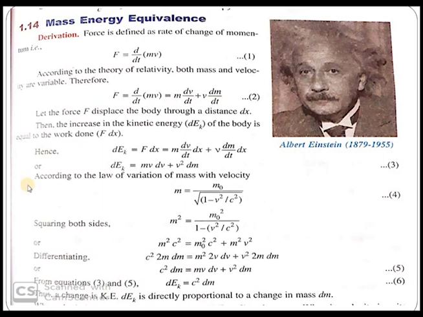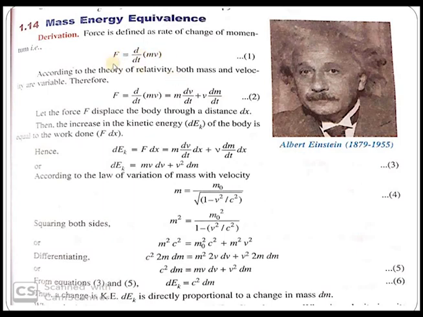So how are you going to derive the equation for Einstein mass energy equivalence? We know what force is. Force is the rate of change of momentum. Force is mass into acceleration according to Newton's second law, or I can say it in a more general way as the rate of change of momentum. Rate of change means d by dt, change with respect to time of momentum. Momentum is mass into velocity, that is mv.